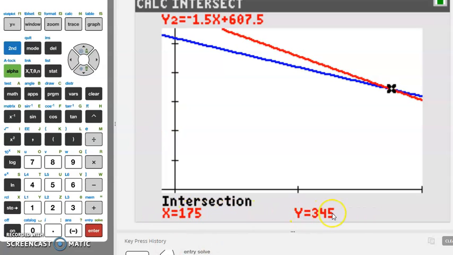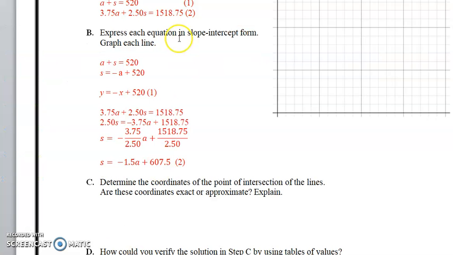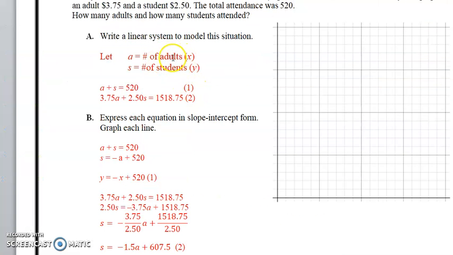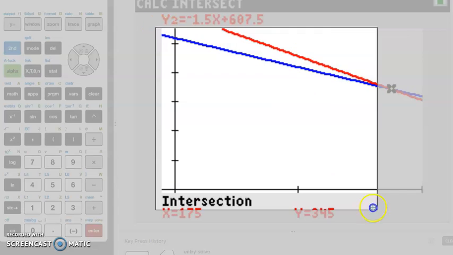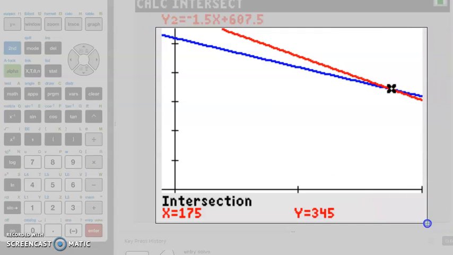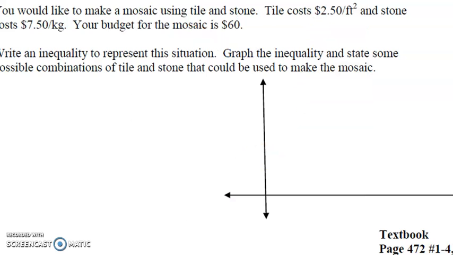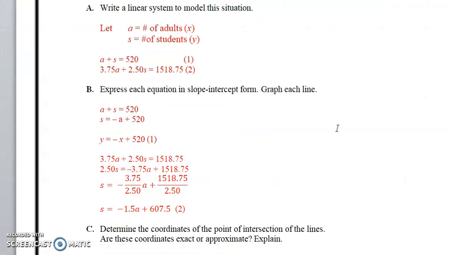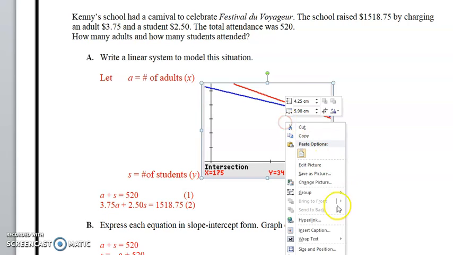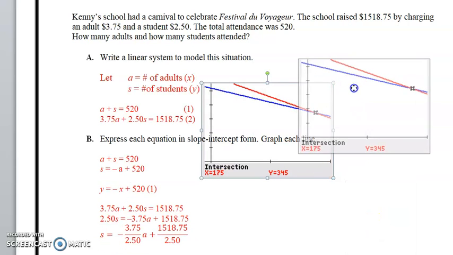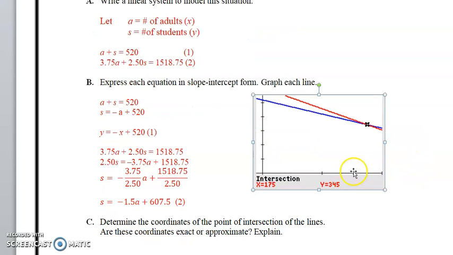It's at 175 and 345. So X represents, if you go back, the number of adults, and Y represents the number of students. So that means it would be 175 adults and 345 students. There you go. Okay. And I'll just take a picture of that. And we'll do that again in class when we're working through. So there's your graph. All right. There's just the graph of the situation. The graphing this line. Okay.